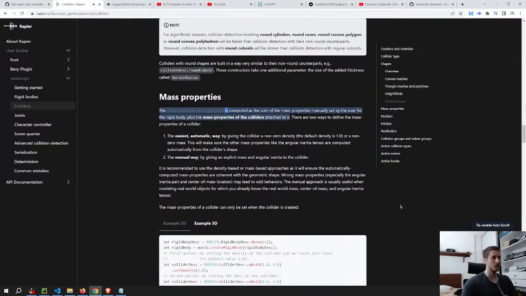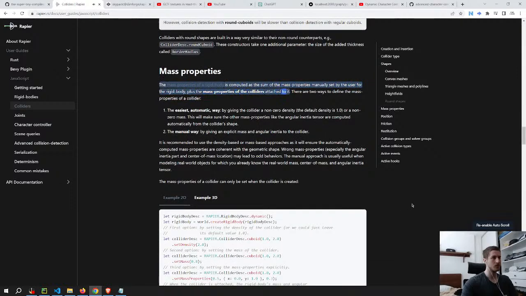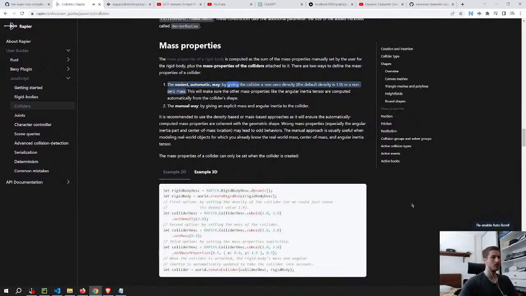Mass properties. The mass properties of a rigid body are computed as the sum of the mass properties manually set by the user for the rigid body, plus the mass properties of the colliders attached to it. There are two ways to define the mass properties of a collider. The easiest, automatic way is by giving the collider a non-zero density. The default density is 1.0, or a non-zero mass. This will make sure the other mass properties, like the angular inertia tensor, are computed automatically from the collider shape. The manual way is by giving explicit mass and angular inertia to the collider.